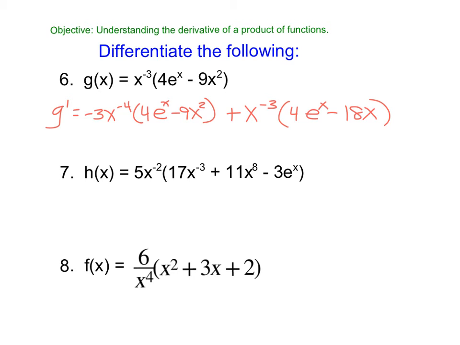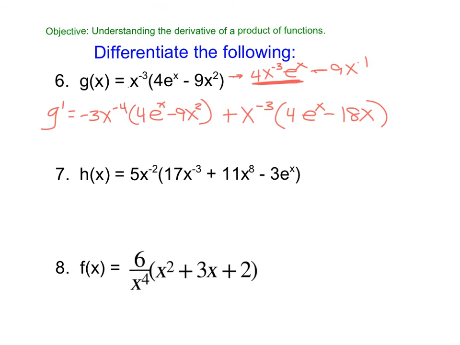would end up with a product rule anyways, because you would have 4x to the negative 3e to the x minus 9x to the negative 1. So you would have a product rule right here anyway, so there's no benefit in multiplying out. You can, but you'll end up with a product rule anyways.